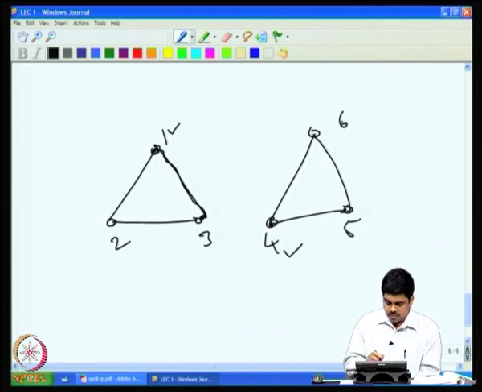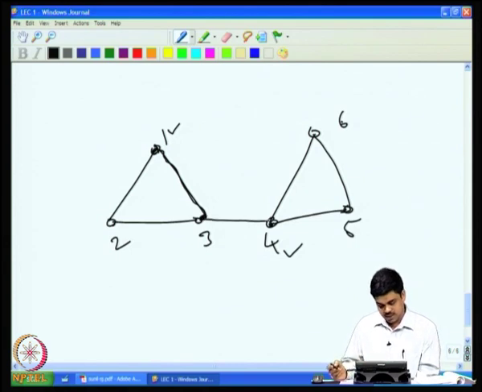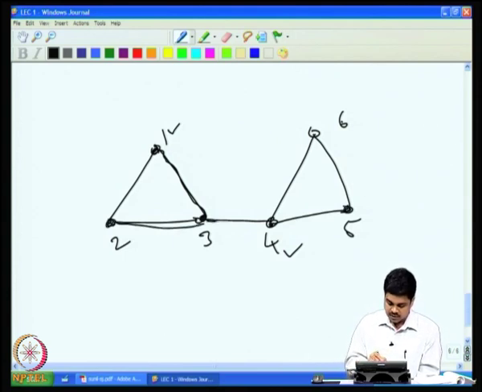Now, for instance, if this has to become a connected graph, I can put this edge here. Then this becomes a connected graph. That means, if I start from any vertex, I can reach any other vertex using a path. A path is like this. So, this is the notion of a connected graph.